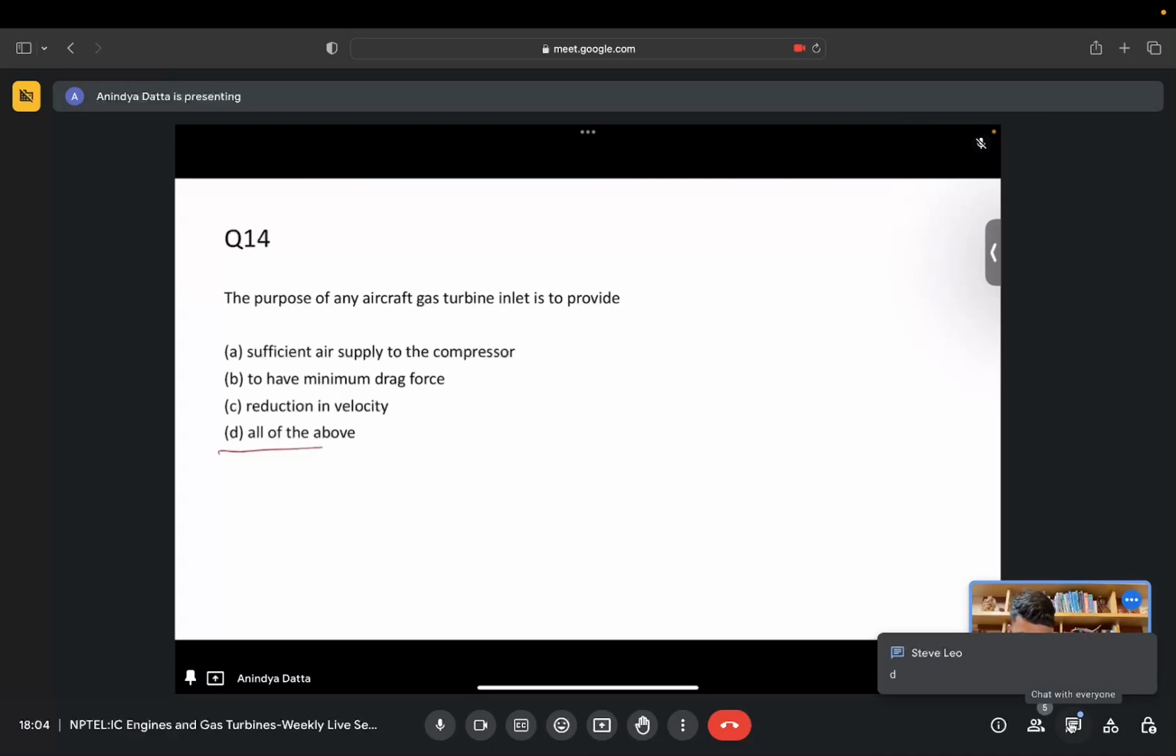Yeah, D, right. All these factors should be accomplished by an aircraft engine inlet: sufficient air supply to the compressor, minimum drag force. Minimizing the drag force is important for each and every component of an aircraft engine, because drag force is basically an opposing force to thrust, a retarding force which acts in the direction opposite to the aircraft's flight. And reduction in velocity is important so that the compressor can work efficiently, right? Okay.